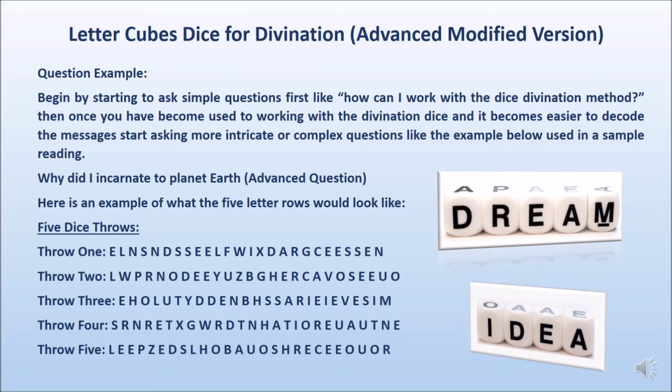Here is an example of what the 5-letter rows would look like when you throw the 26 dice of the letters. So 5 dice throws. Throw 1. There's 26 letters in total. So I'll voice over what the letters were. So in throw 1, it was E, L, N, S, N, D, S, S, E, E, L, F, W, I, X, D, A, R, G, C, E, E, S, S, E, N.